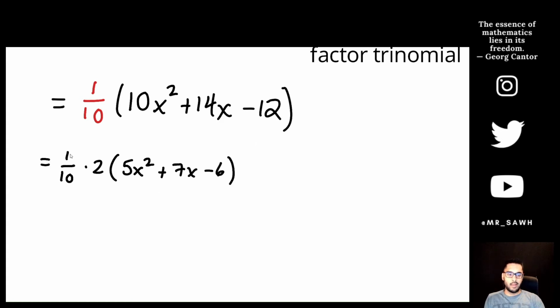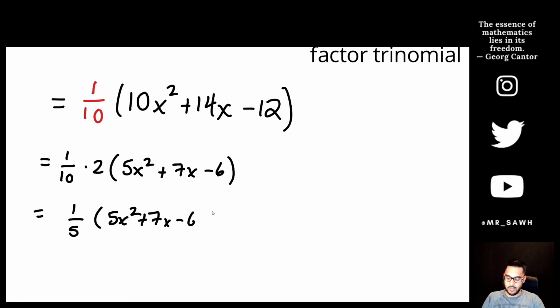And I can combine my coefficients now. If I've got 1 over 10 multiplied by 2, that's the same thing as saying 2 over 10, which is the same thing as saying 1 over 5. That's where I was going with this. So 2 over 10 is the same thing as 1/5, and now I can go factor this like normal.